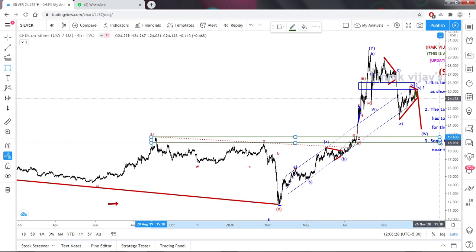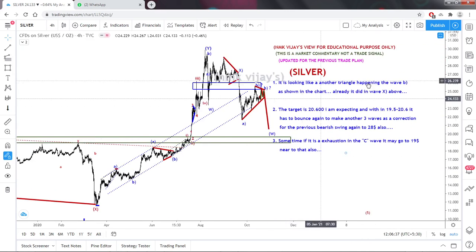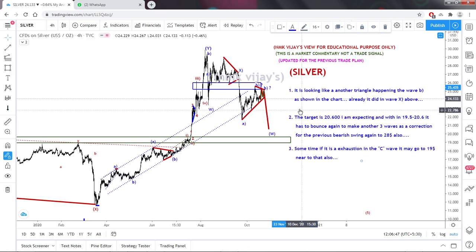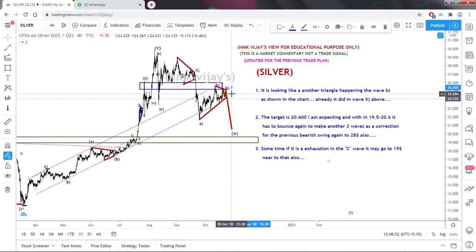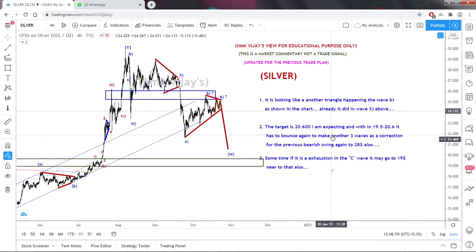This is the major support zone. So in exhaustion it will come up to $19 also. That is why I have written here, you just go through all the market commentaries, then only you have to take the trade. Don't blindly follow my trade setups. If you are entering that trade idea according to your strategy, and it correlates and matches your analysis, take the trade according to you and your risk for your capital. So this is what I'm expecting.